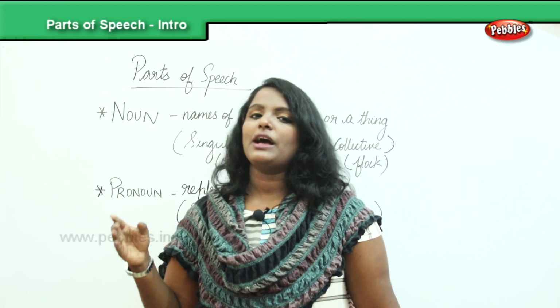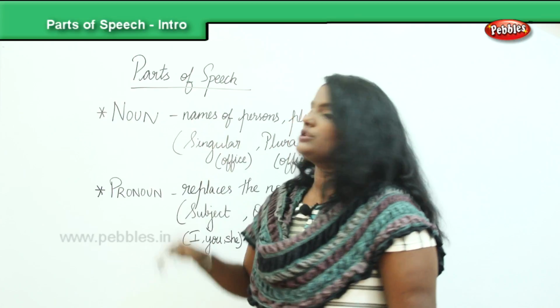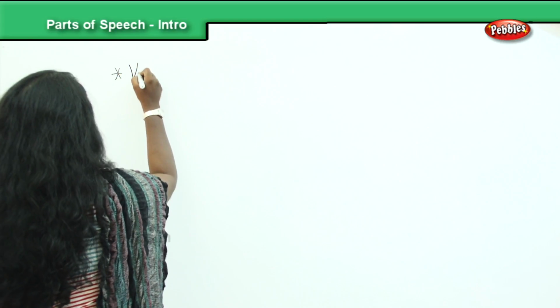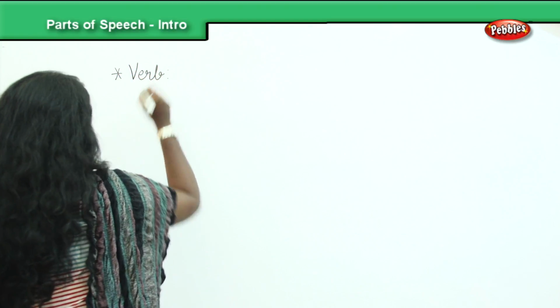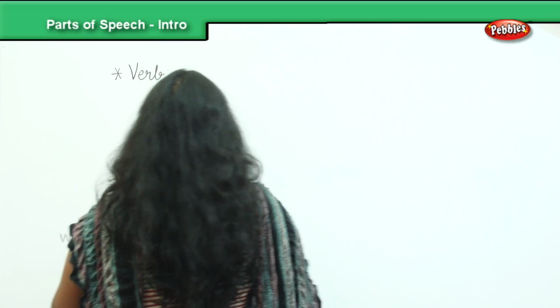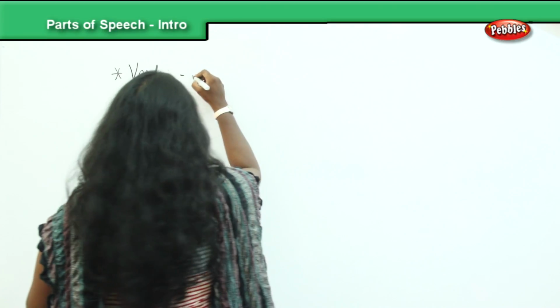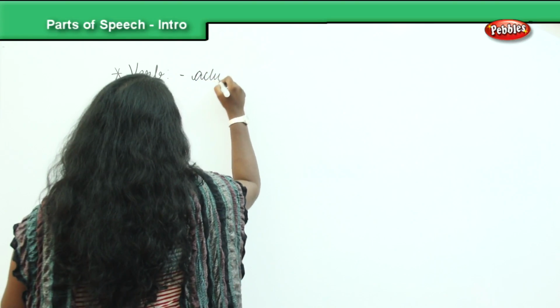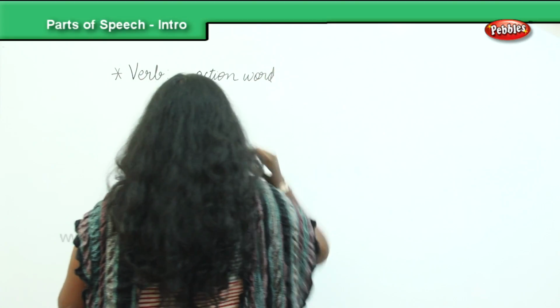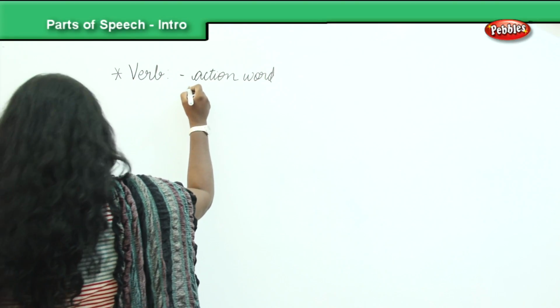Let's move on to the next family member of the English family with respect to the parts of speech. We have checked on the father and the elder son of the English family. Let's move on to the mother. Verb. Verb is referred to as the mother of the English family because she's always seen doing some work or the other, right? So what is a verb? A verb is an action word that's a function.